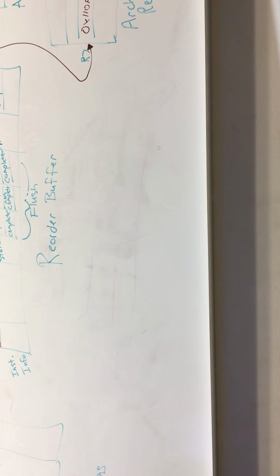Similar kind of example: if I have a load that missed all the way to main memory, and I have 32 instructions that depend on that load, they'll all get stuck in the reservation station, and nothing can go. The hope would be that some of the instructions are independent of the load and they can go ahead and execute and complete. They just can't commit until the load commits first.